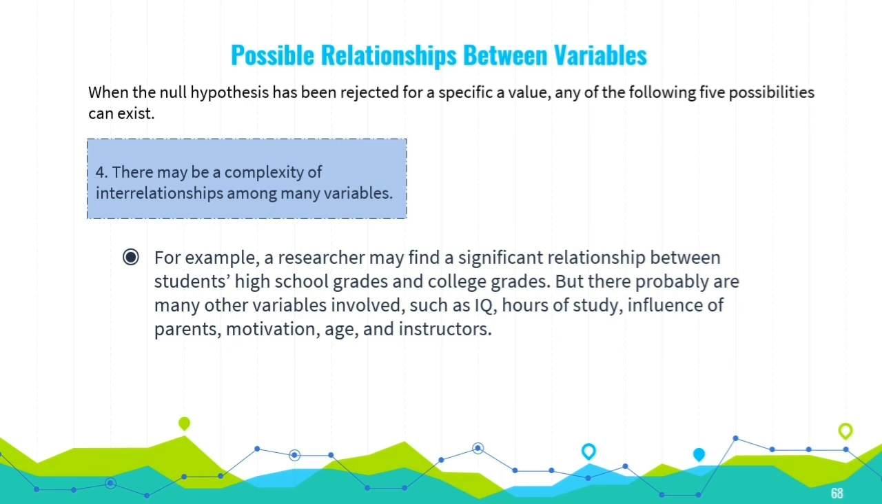Number 4. There may be complexity of interrelationships among many variables. For example, a researcher may find a significant relationship between students' high school grades and college grades, but there probably are many other variables involved, such as IQ, hours of study, influence of parents, motivation, age, and instructors.